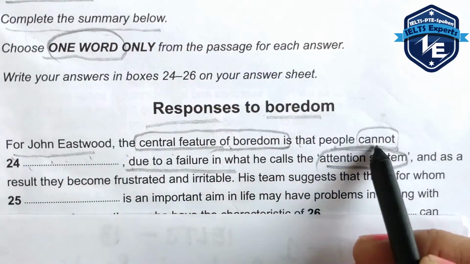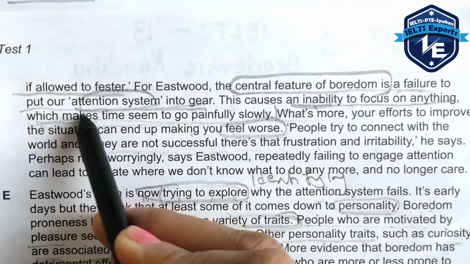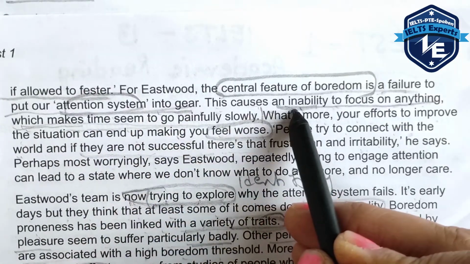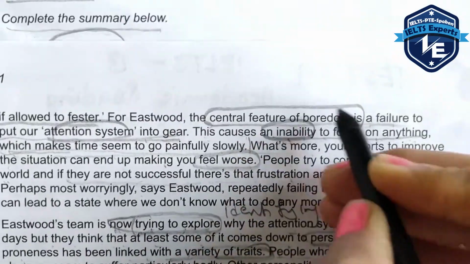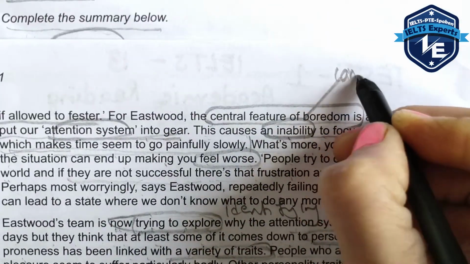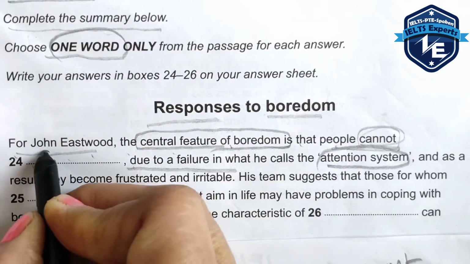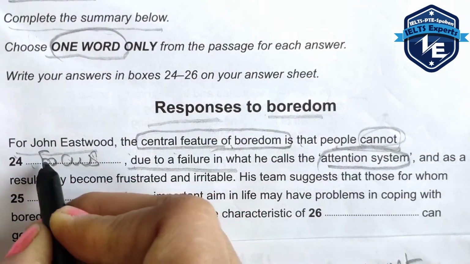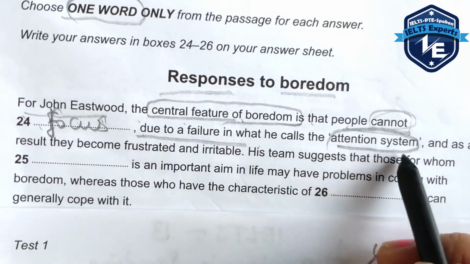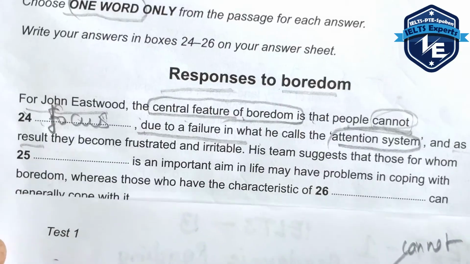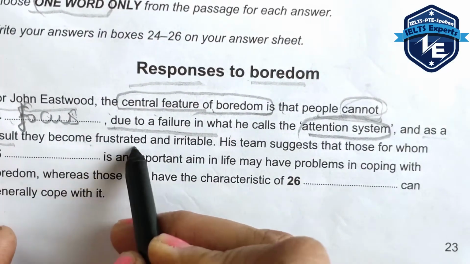The word before is cannot. It is a failure to put our attention system into gear. This causes an inability to focus on anything. Inability is cannot. So focus is the answer here. It will be focus. Due to a failure, yes, we got these words. And as a result, we have to look for where it is. They become frustrated and irritable.